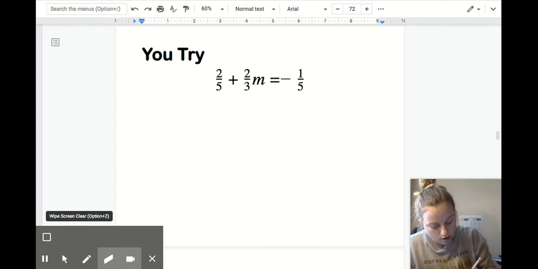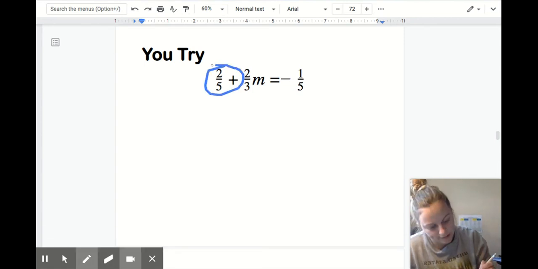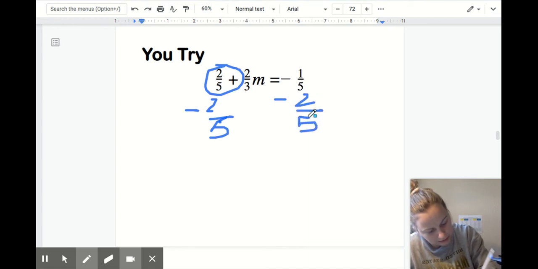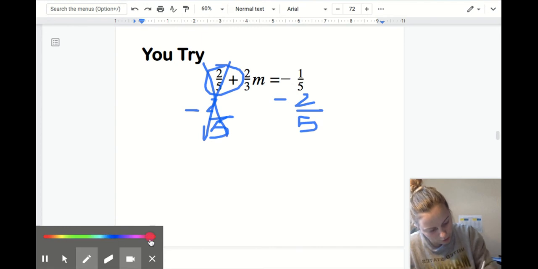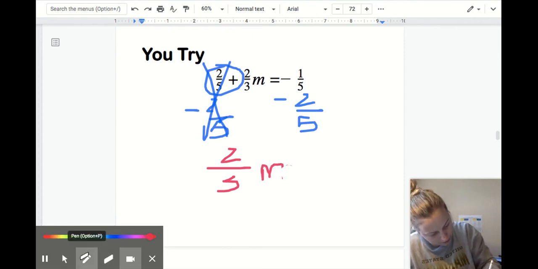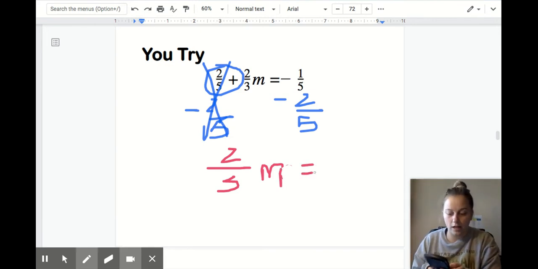All right, so first thing we need to do is get rid of this plus 2/5 that is attached. In order to do that, I'm going to subtract 2/5 on both sides. Subtract 2/5 on both sides. These 2/5 cancel out. So I'm left over here with 2/3 m equals, I'm going to type it into my calculator.